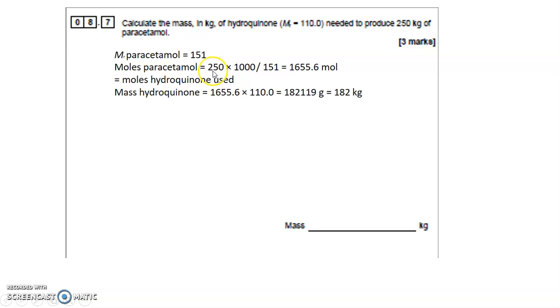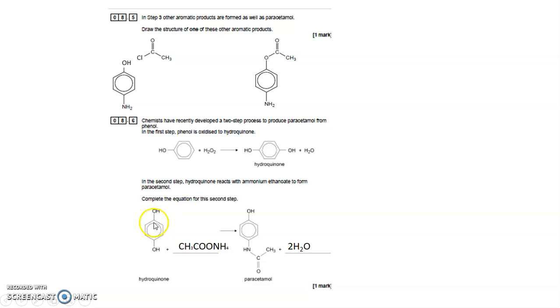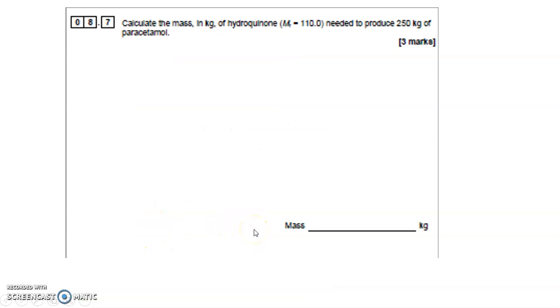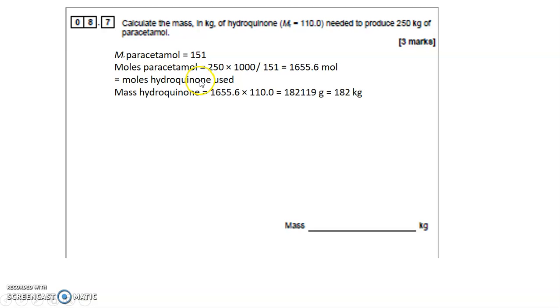So moles of paracetamol, moles is mass divided by MR. Actually, no, here I've multiplied it by 1,000 to get it into moles. I could have avoided the 1,000 bit, but I have done that, sorry. 250 multiplied by 1,000, so I've converted my 250 kilograms into grams, divided by the MR, and worked out the moles of paracetamol. 1655.6 moles. That equals the number of moles of hydroquinone used, because 1 mole of hydroquinone makes 1 mole of paracetamol.